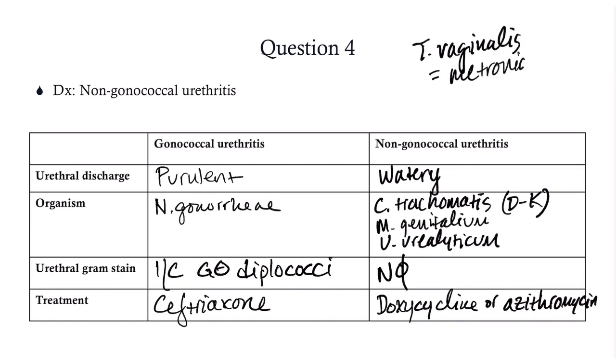It's metronidazole, as I already mentioned. Now, let's say that this patient came back to you, and you gave him doxycycline, and he says, I'm not getting any better. I took your medicine, I'm not getting any better. What are you going to do? Number one, you're going to repeat the urethral gram stain. And then number two, you're going to get an NAAT, nucleic acid amplification test. You're going to get that for chlamydia, for Mycoplasma genitalium, you can get it for Ureaplasma urealyticum, and you're going to get it for trichomoniasis.